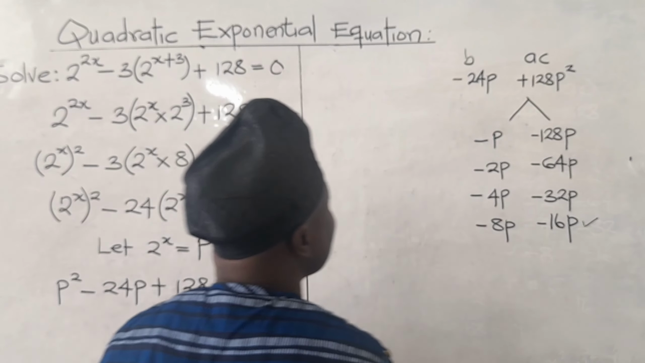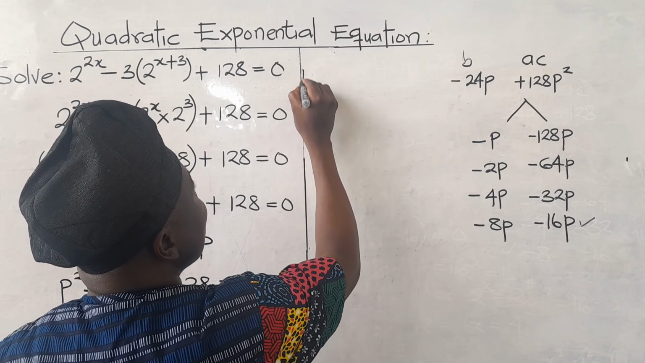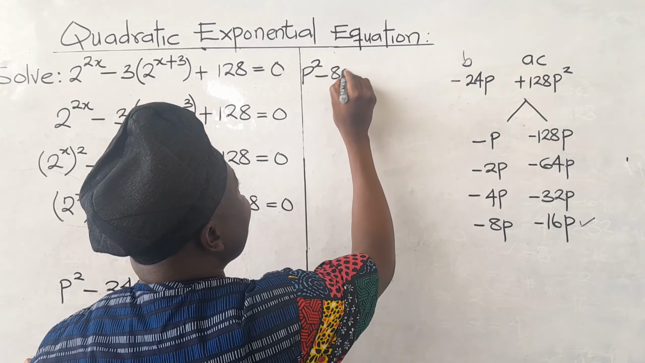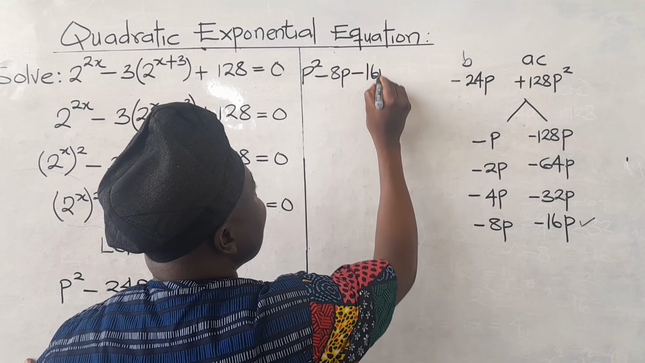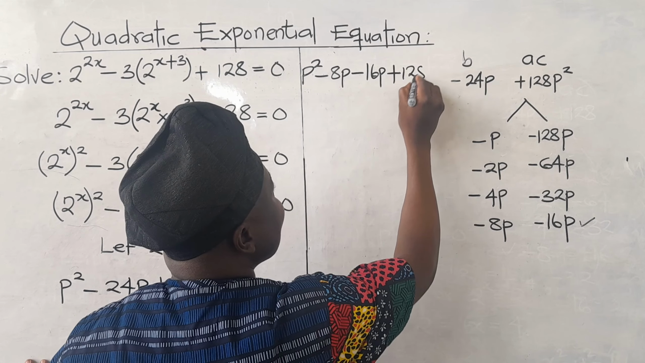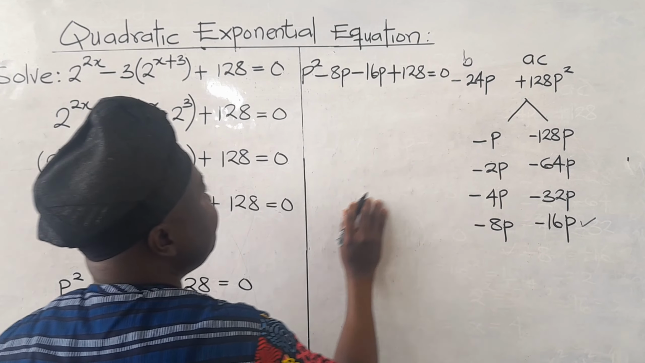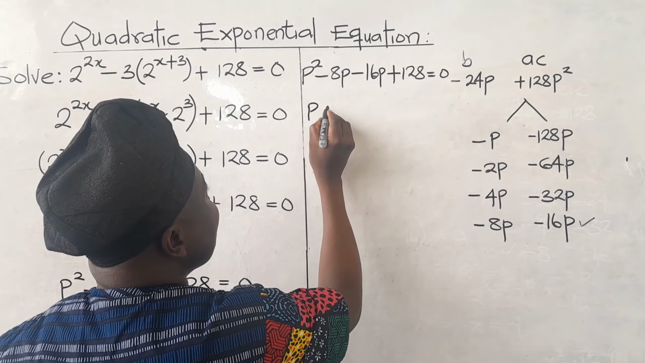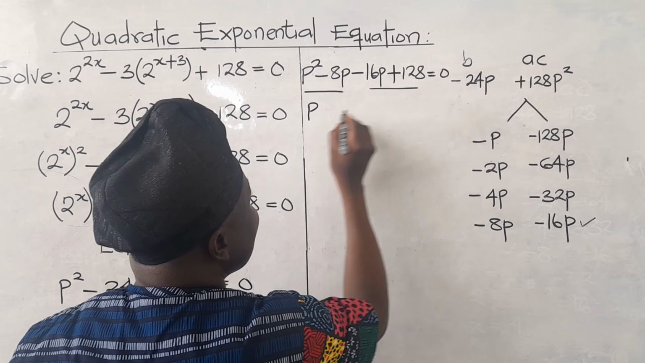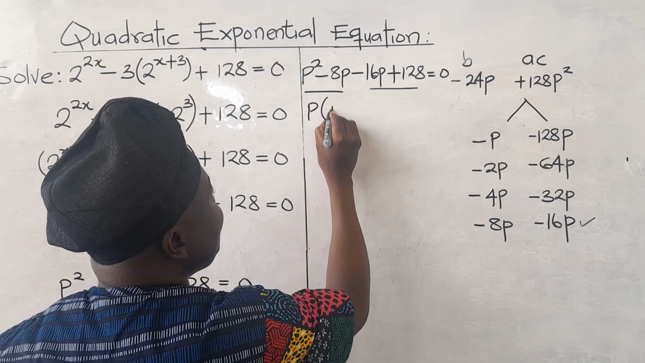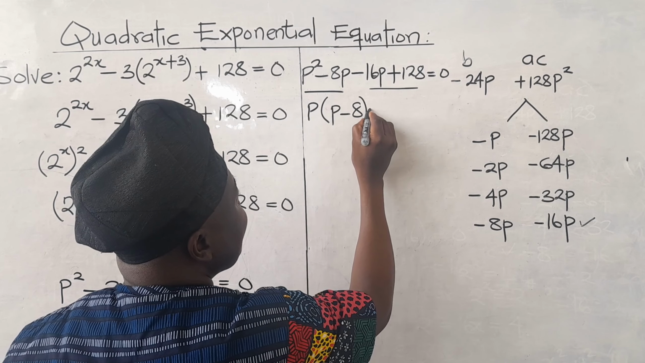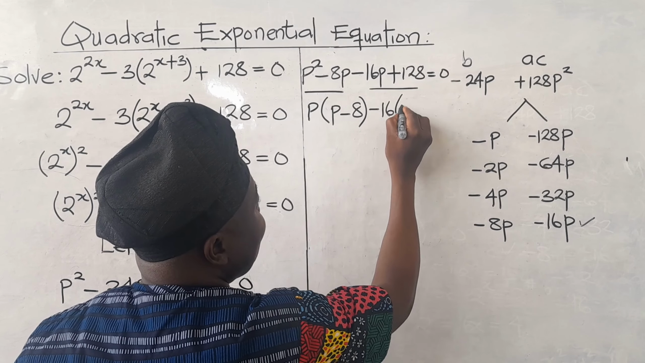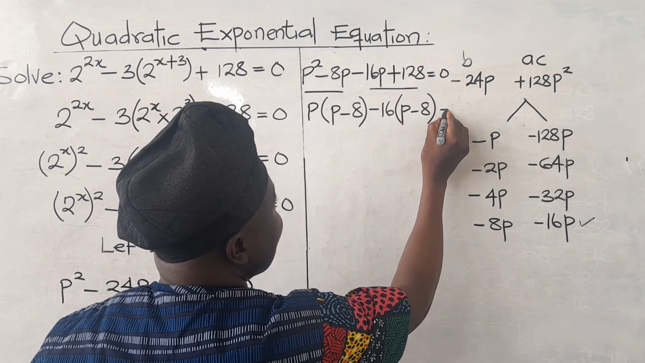We're taking this. So we have p squared minus 8p minus 16p plus 128 equal to 0. I have to shorten it here. So we have p, split them in twos, p into p minus 8, minus 16, that's the HCF of this, p minus 8 equal to 0.